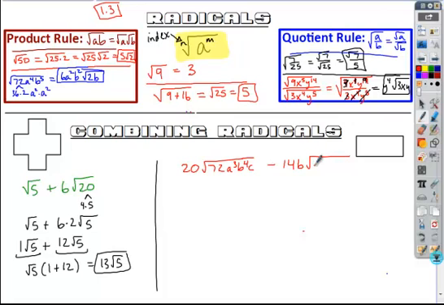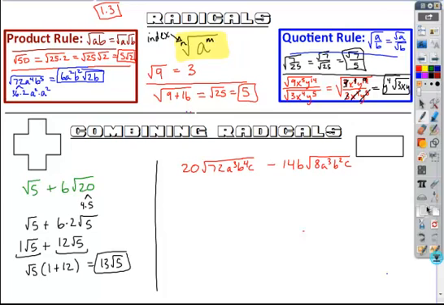Okay, that's a 14b there. Okay, so see if you can simplify this expression. Okay, so 20 root 72a cubed b to the fourth c minus 14b root 8a cubed b squared c. Okay, see if you can combine those after you simplify.